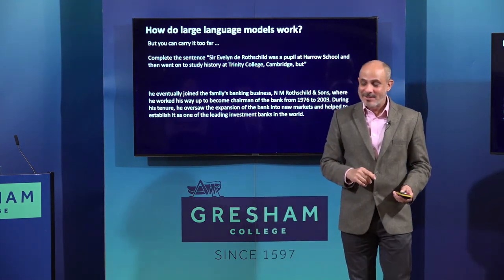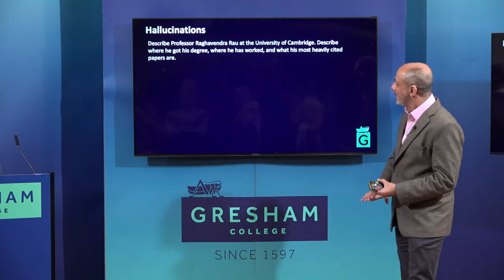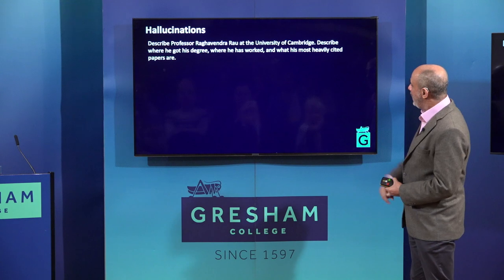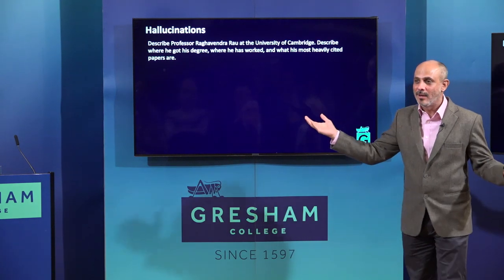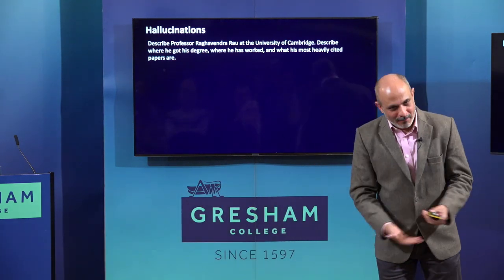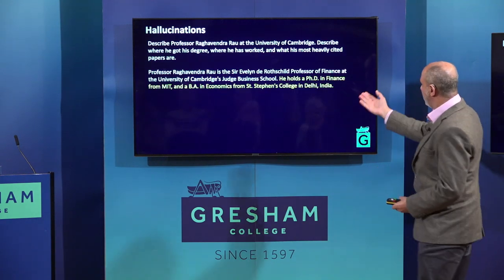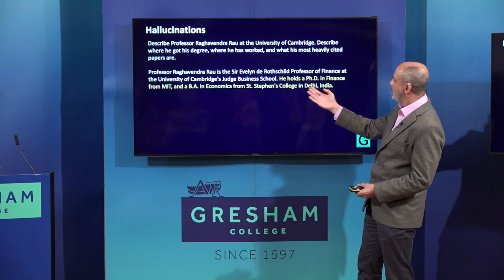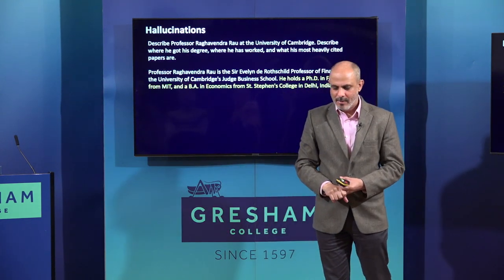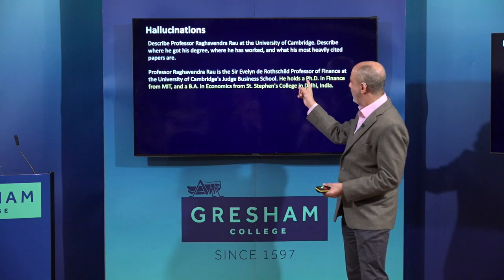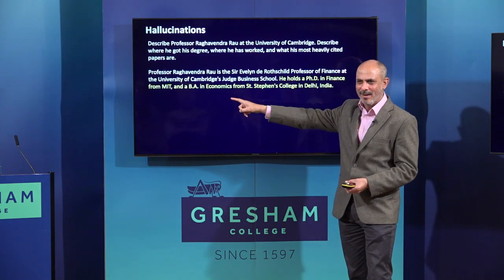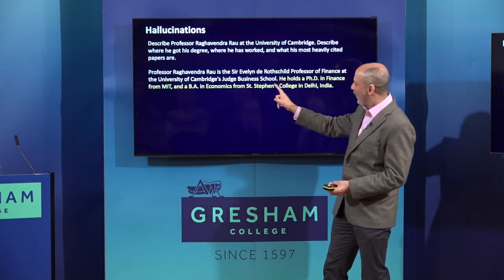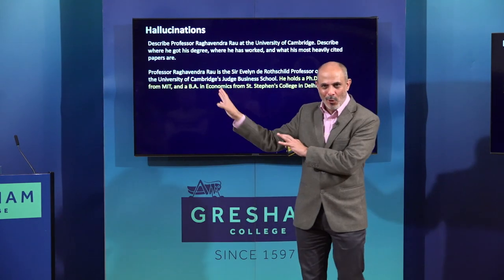Sometimes it is even funnier. So I tried this: describe Professor Raghavendra Rau at the University of Cambridge. Describe where he got his degree, where he has worked, what his most heavily cited papers are on. Fine. It says, Professor Rao holds a PhD in finance from MIT and a BA in economics from St. Stephen's College in Delhi, India. I got my PhD in finance, but from INSEAD in France, not from MIT. And I had my BSc in chemistry from Hindu College in Delhi. Totally different. This is all wrong.